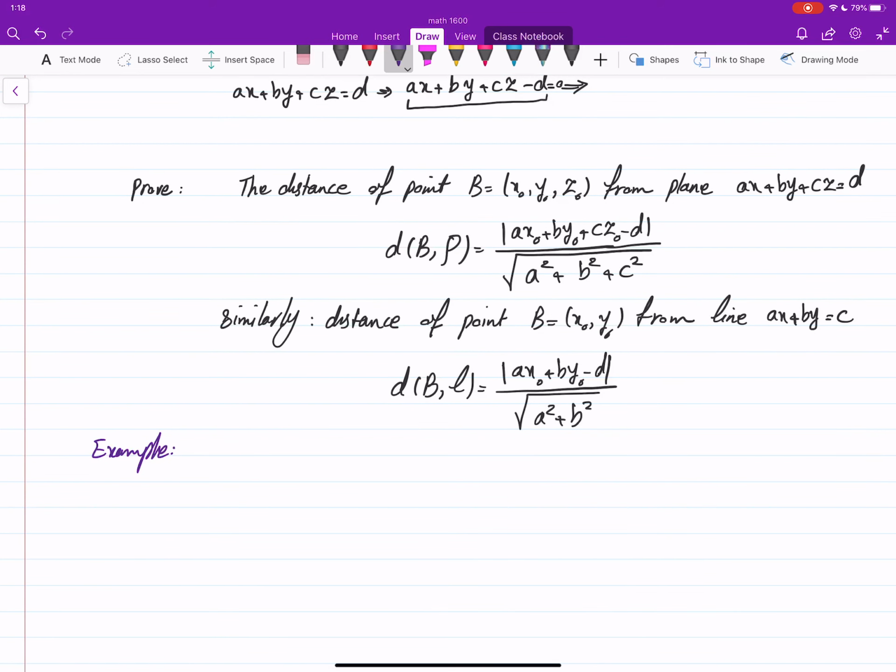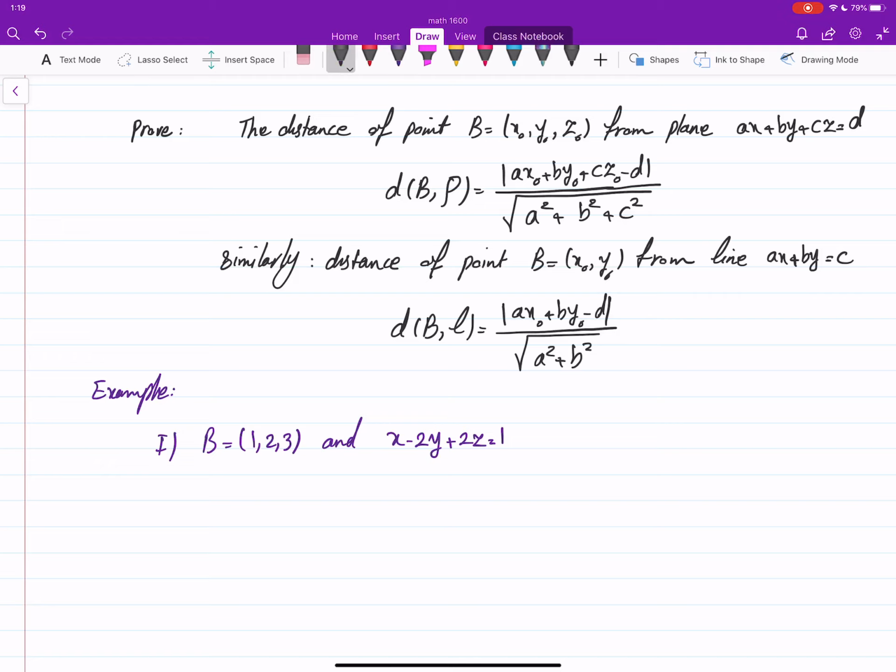Example, we'll find the distances of what were the examples. So B was 1, 2, 3, and the plane was x minus 2y plus 2z equals 1. Then right away you can use the formula. d of b and the plane is equal to, well, plug in the components here and you get 1 minus 2 times 2 plus 2 times 3. You have to bring that d to the left hand side.